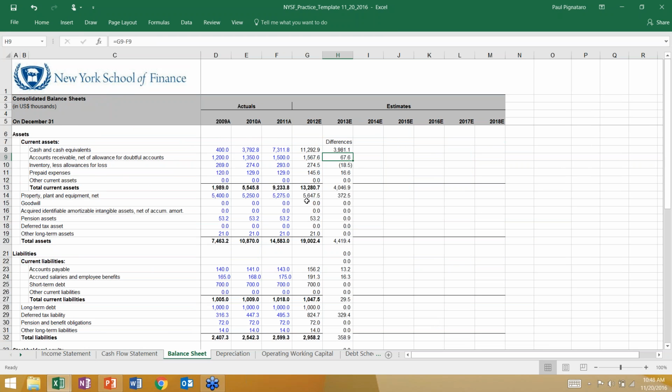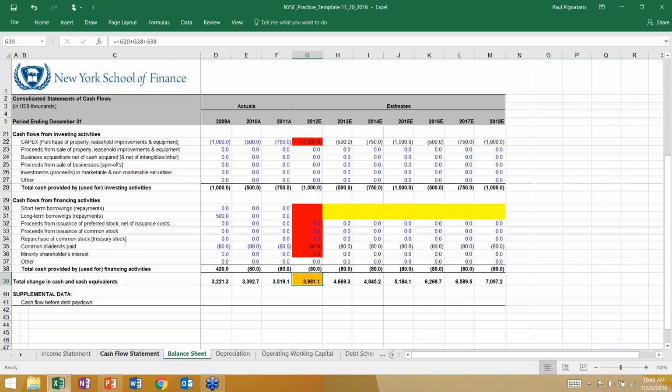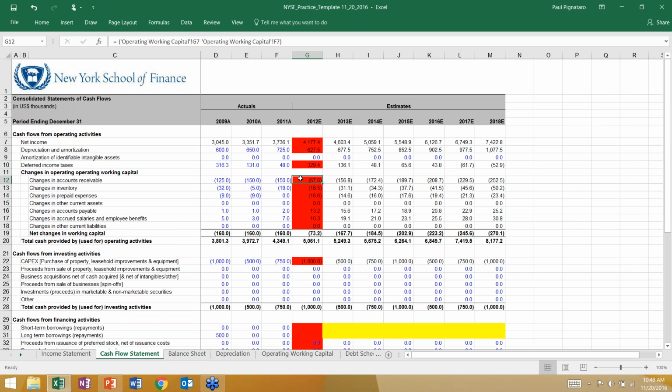Next, accounts receivable. Accounts receivable is going up by 67.6. Remember, when AR goes up, that means cash should go down. So I should see minus 67.6 in changes in accounts receivable on the cash flow statement. Do I? I do.